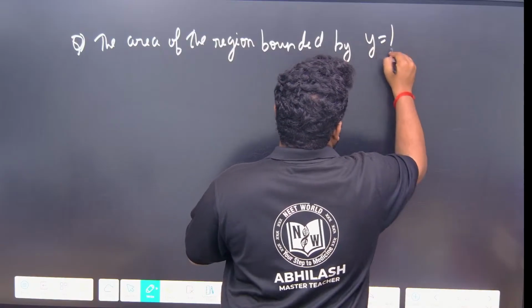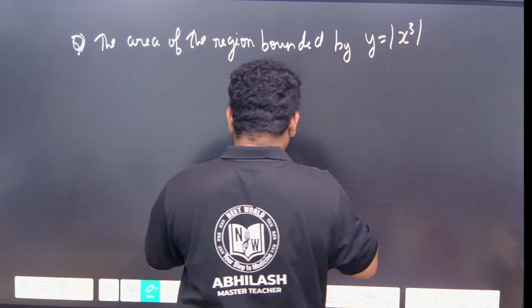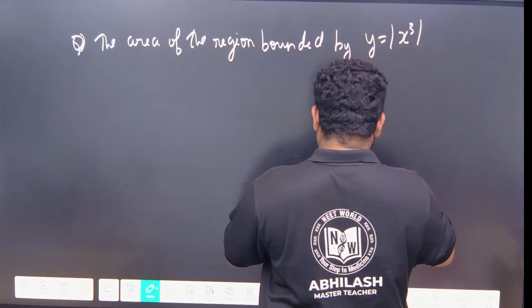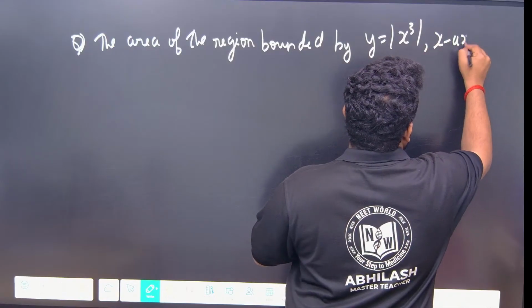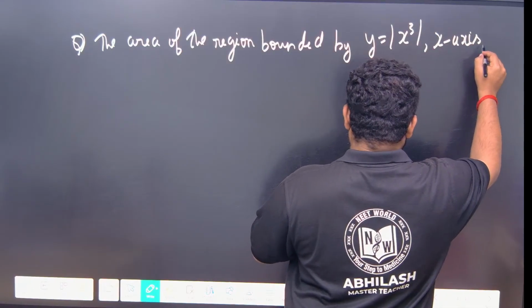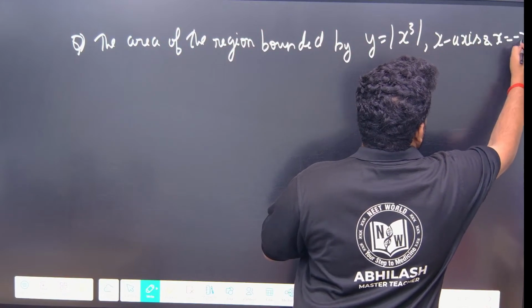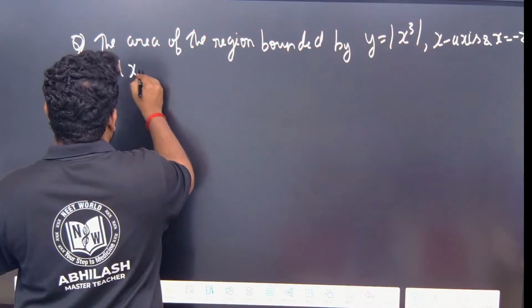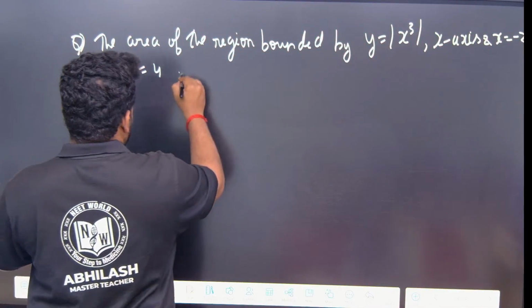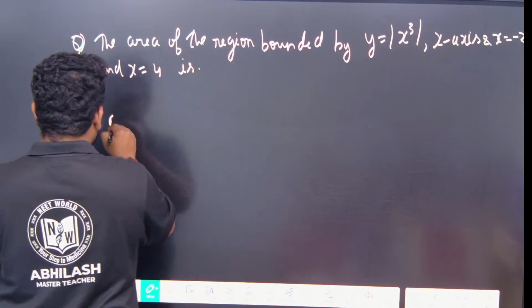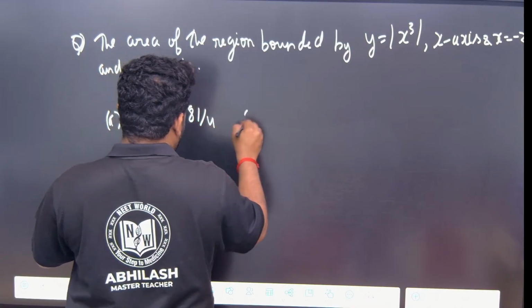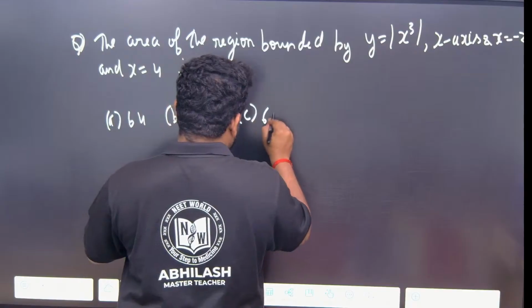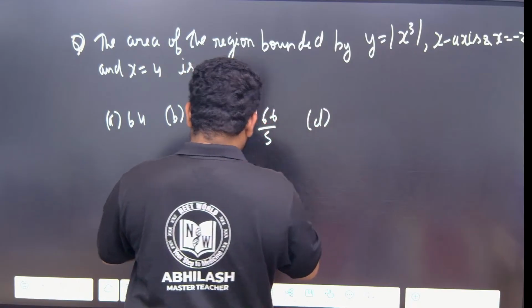y is equal to mod x cube, the x axis, and x is equal to minus 2, and x is equal to 4 is. Options: A 64, option B 81 by 4, option C 66 by 5, option D 68.